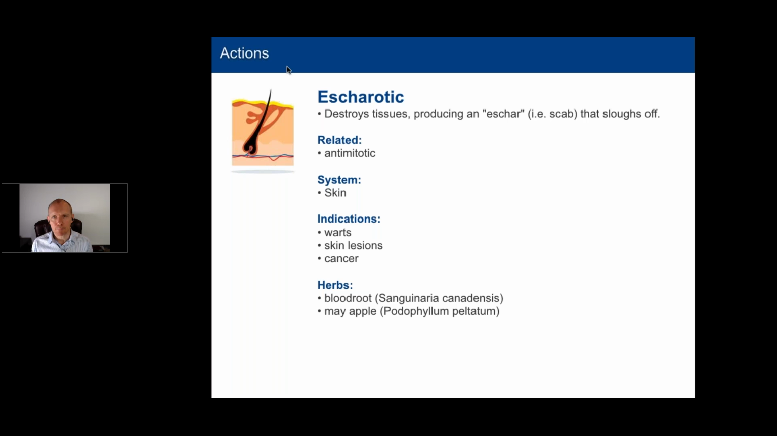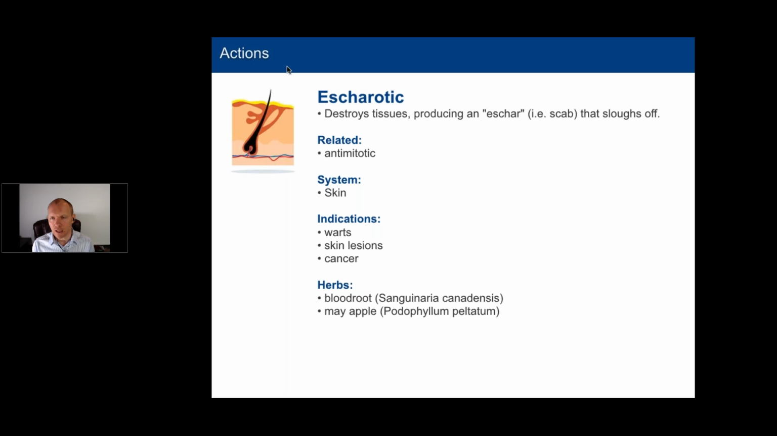Next term is Escharotic. Now, in Latin, an eschar means a scab. So if you've ever cut yourself, as it heals, you'll get all this dead skin that accumulates and then falls off. An Escharotic herb is a herb that is toxic. It destroys the tissue and produces a scab that'll eventually fall off. And so this is not something you want to use on a daily basis. You wouldn't want to include Escharotic herbs in your moisturizing cream. You wouldn't want to take these things internally in high amounts because it's toxic.